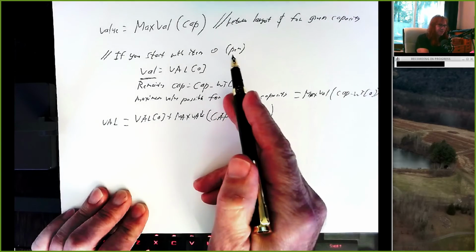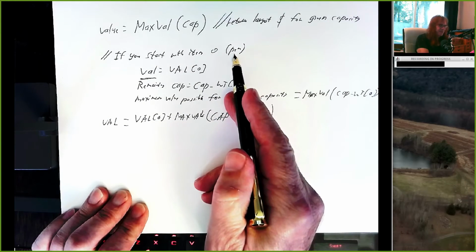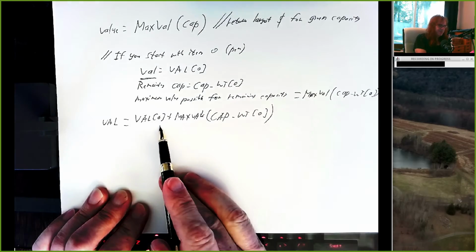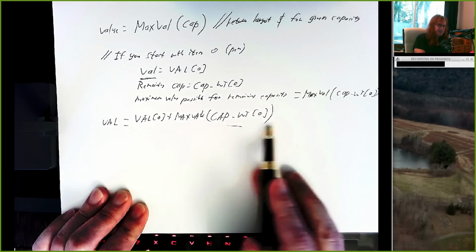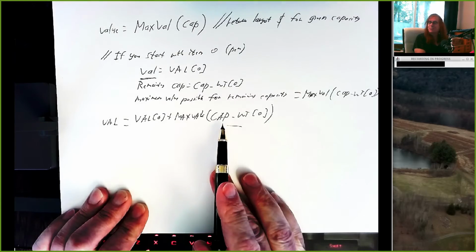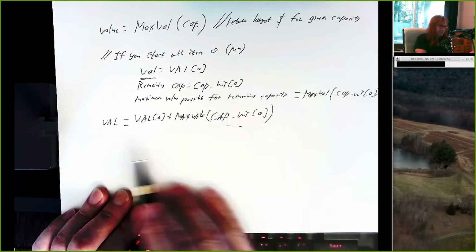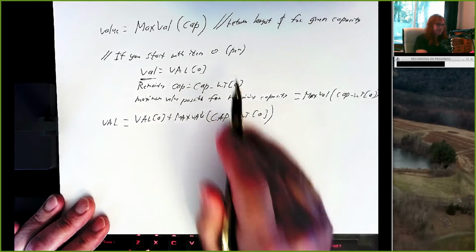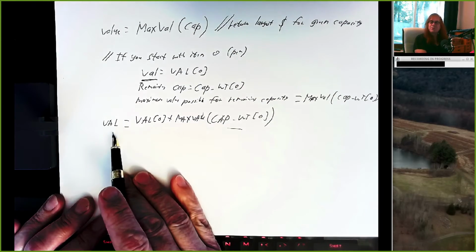So if I start with item 0, if I put a pen into my bag, the best I'm going to do is I'm going to end up with the value of the pen plus whatever the best is I can get out of a bag that holds 8 pounds. So that's one possible outcome. If I put a pen in my bag, this is the most that I'm going to get out of my total 10-pound bag.